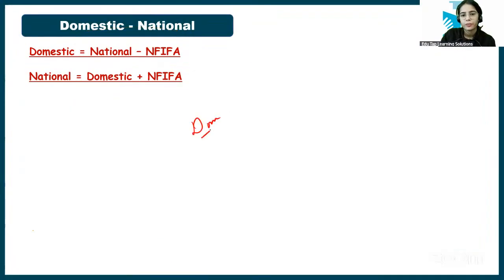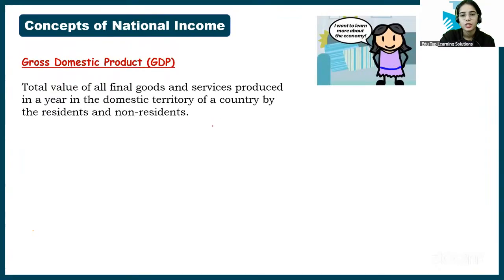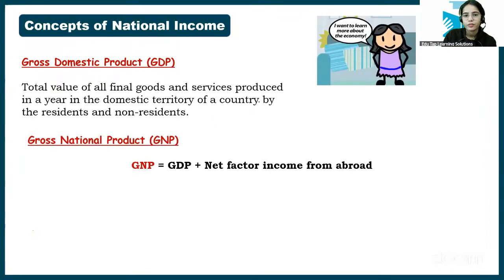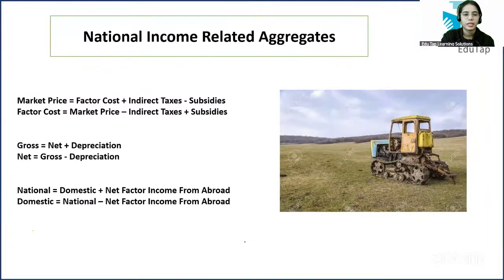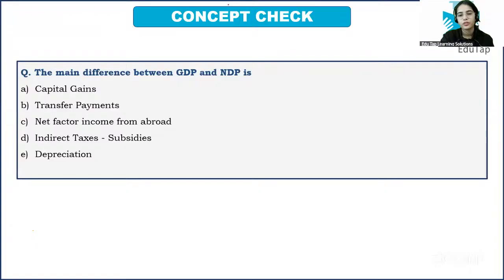So domestic and national we have discussed. Chalo. GDP. We have the GDP. If you have to go to GNP, domestic to national, add the net factor income from abroad. Okay. So GDP in this, add the net factor income from abroad. This is the idea. So let me ask you first of all, if you are going from NDP to GDP, what is required here? Or what is the difference between GDP and NDP?